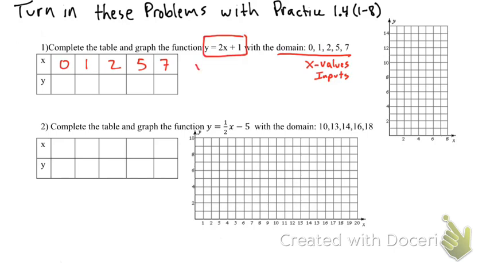Take this guy, and instead of x, we're going to plug in our first x value, which is 0. Bring down the positive 1. Do this math. 2 times 0 gives me 0. Bring down the positive 1. 0 plus 1 is 1. Okay? We have just now found our y value. Our y value is 1.